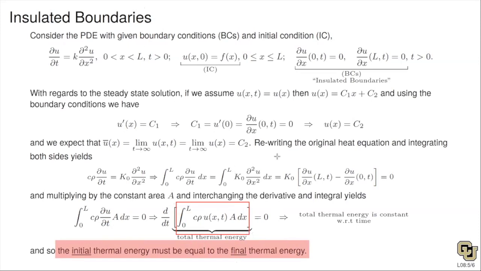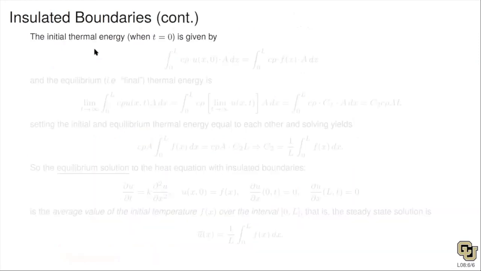For the initial thermal energy, I just replace T with 0. That integral will calculate the initial thermal energy. For the final thermal energy, I take a limit and send T to infinity. What happens to U of x,t as T goes to infinity? We know it equals this constant C2. So now I can set the left-hand side of the equation equal to the right-hand side and solve for the constant C2, and it should equal the average initial temperature.